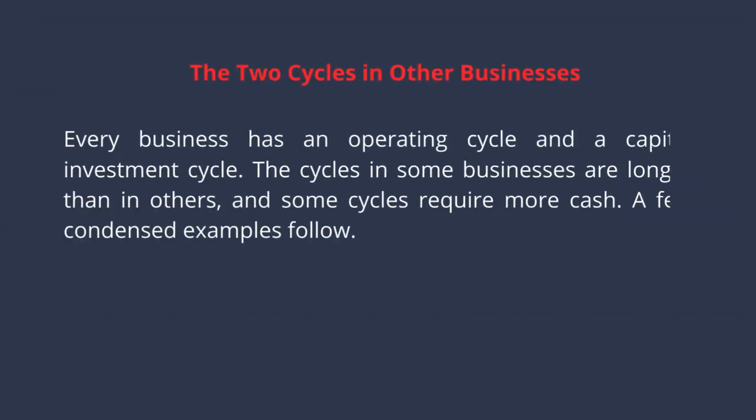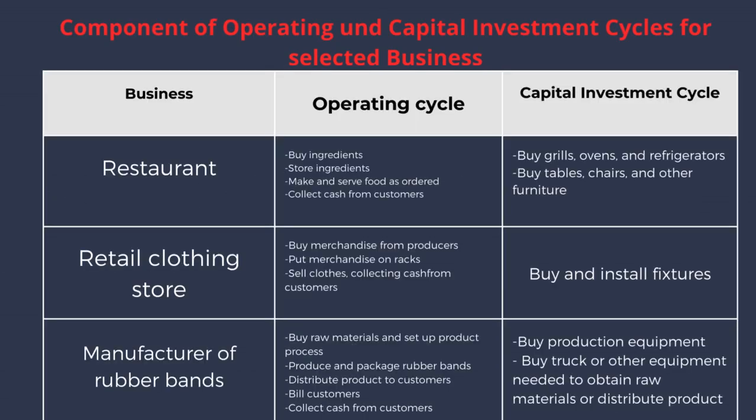The two cycles in other businesses. Every business has an operating cycle and a capital investment cycle. The cycles in some businesses are longer than in others, and some cycles require more cash. A few condensed examples follow. Components of operating and capital investment cycles for selected businesses. Business: Restaurant. Operating cycle: Buy ingredients. Store ingredients. Make and serve food as ordered.